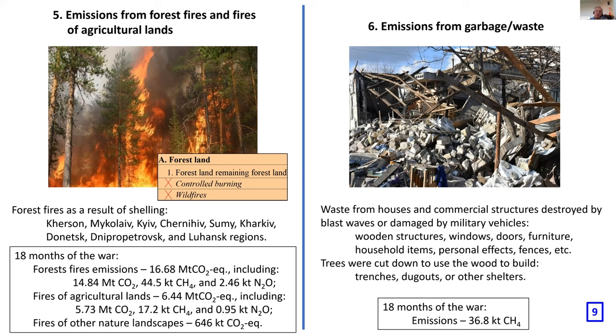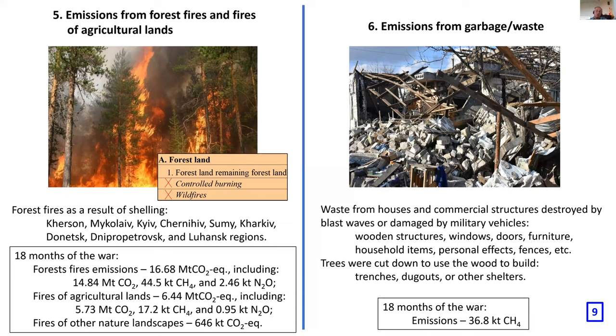Emission from garbage waste. Many houses and infrastructure objects were destroyed by blast waves or damaged by military vehicles. Wooden construction, windows, doors, furniture, household items, and so on. Many trees were cut down to use the wood to build trenches and other shelters. This material was not burned. It became waste, but not waste in the IPCC guidelines understanding, like solid waste disposal, managed waste disposal, composting, etc.